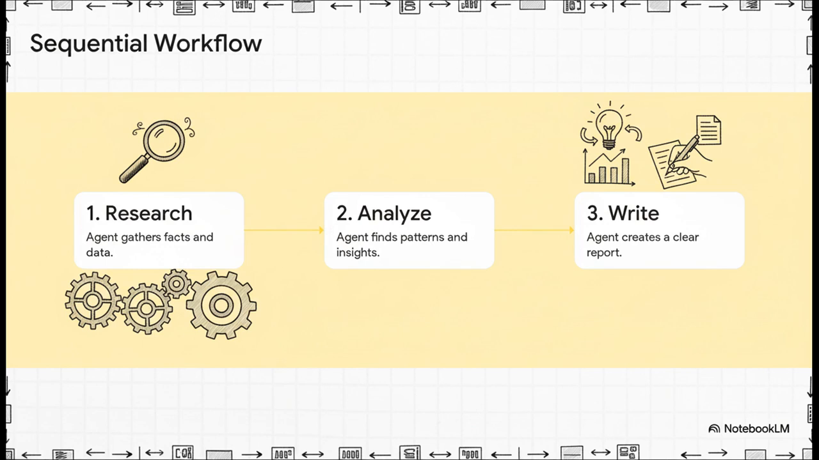So first up, we've got the sequential pattern, and you can just think of this as an assembly line. It's super straightforward. One agent does its job, say a research agent gathers all the facts. Then it passes its work down the line to the next one, maybe an analyzer agent that finds the key insights. And finally, that gets passed to a writer agent who creates the final report. It's simple, it's predictable, and for any kind of pipeline task, it's just incredibly effective.